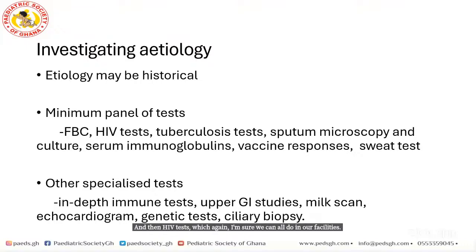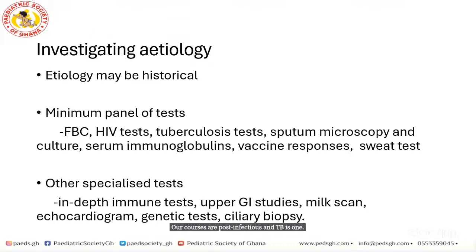And then HIV tests, which again, I'm sure we can all do in our facilities. So HIV tests are part of the minimum. Okay, you don't discuss a child with bronchiectasis or refer a child with bronchiectasis if you have not been able to do an HIV test, unless of course it's not done in your facility. That one, nobody can quarrel with you. You must investigate for TB, because like has been said by the previous speaker, our causes are post-infectious, and TB is one.